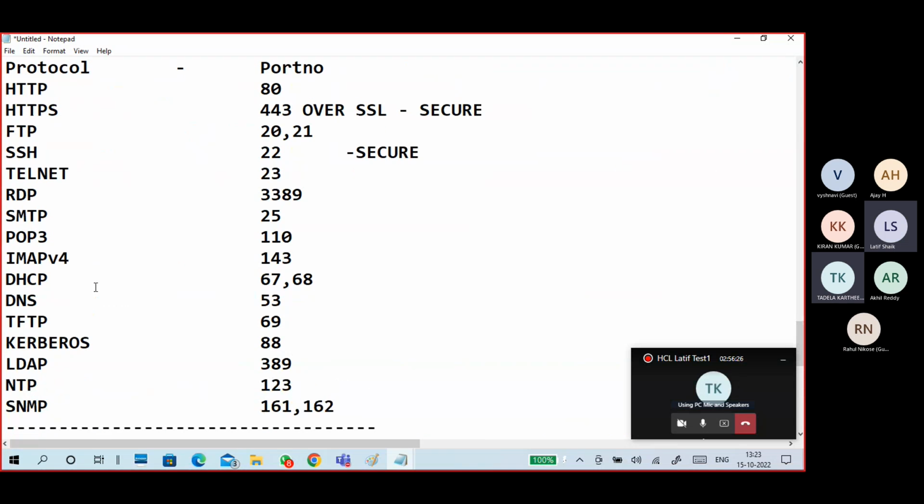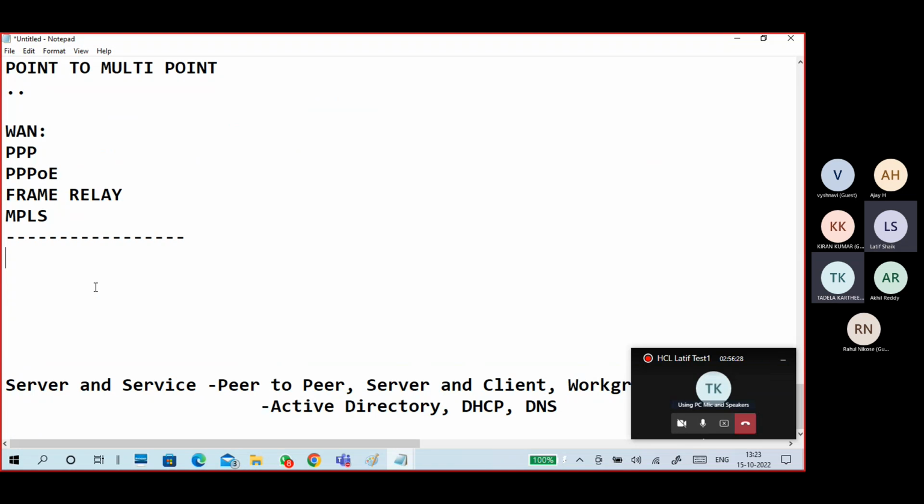What is left over in networking, guys? So many are there. OSI model. Okay. OSI and IP address, right?